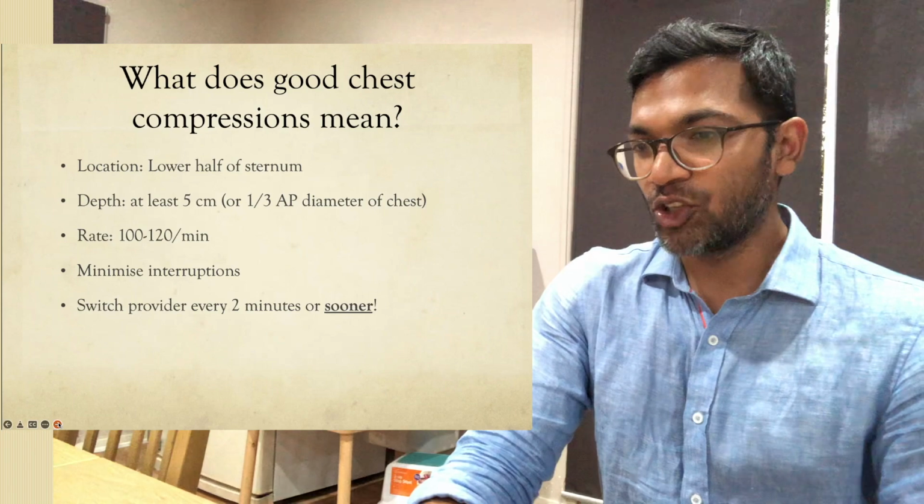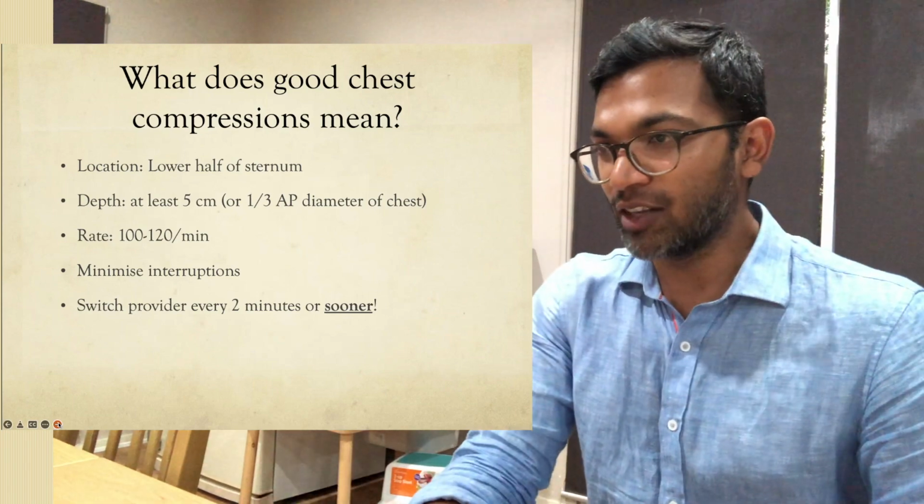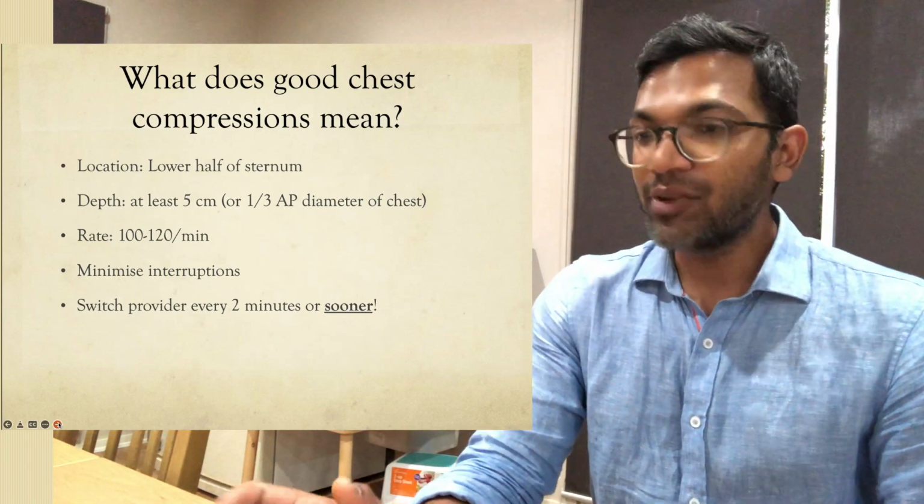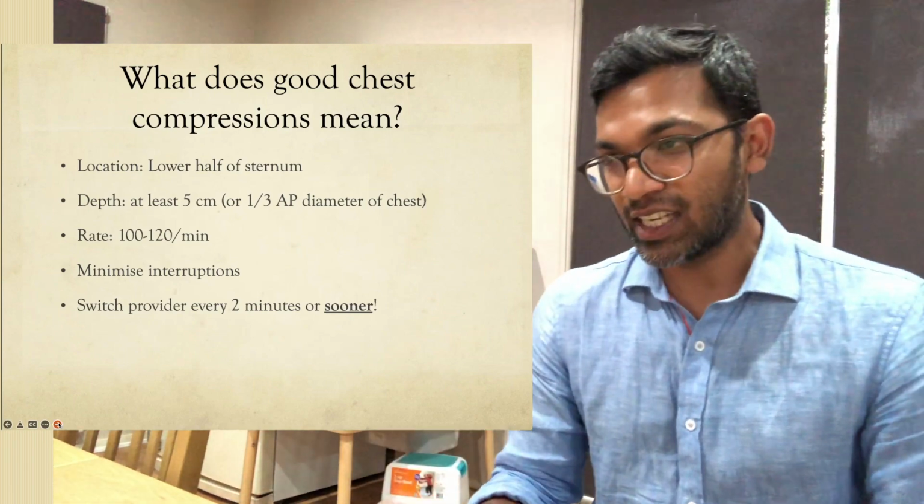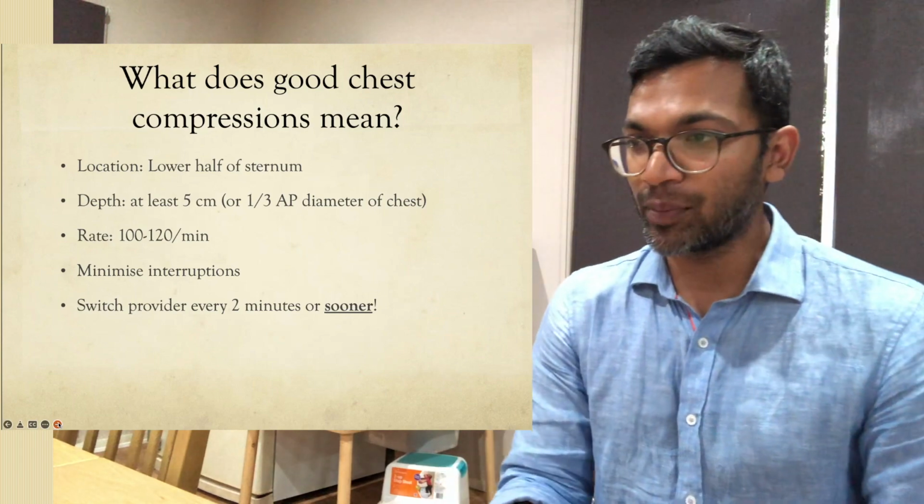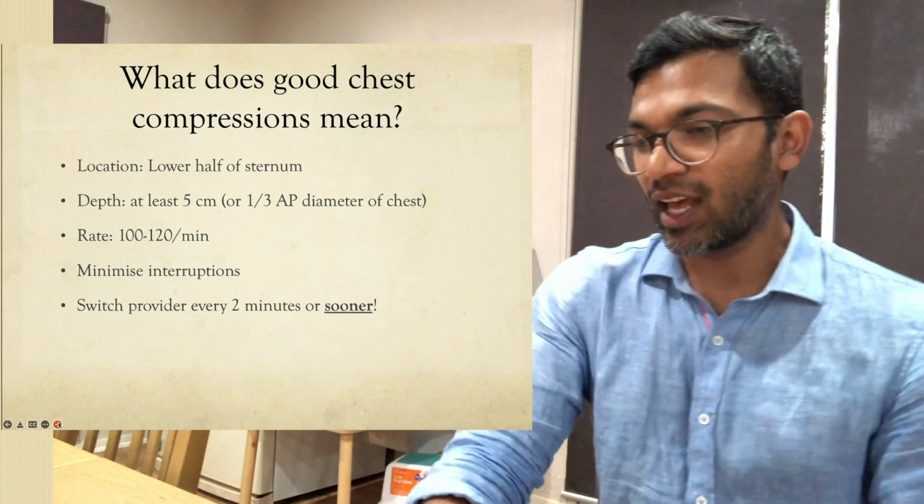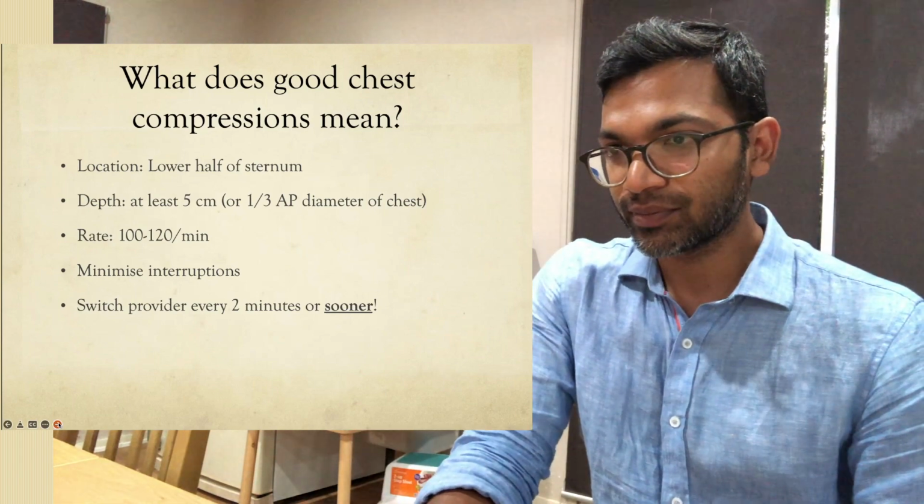What I've found is that 2 minutes is longer than I can really give my best as well. So when I'm running an arrest, as soon as I see someone tiring, it's probably in 30 seconds to a minute, I just get the next person to swap over straight away. And hopefully you'll see that happening in a good arrest as well.